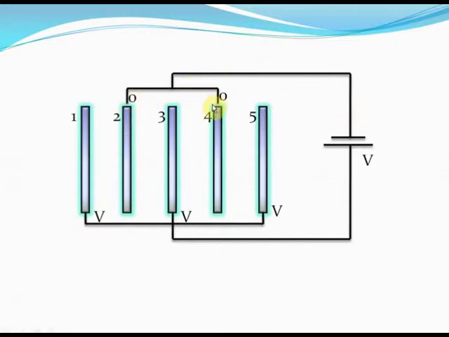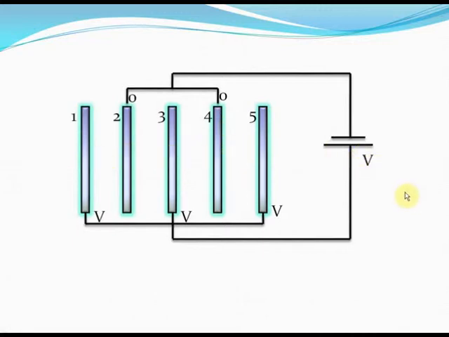Isn't it? So as you can see, plate number 1, 3 and 5 have a potential V, and plate number 2 and 4 have a potential 0 if you assume that the negative end of the battery has 0 potential. Now what this means is that plate 1 and plate 2 have a potential difference V. Plate 2 and plate 3 have a potential difference V. Plate 3 and 4 have a potential difference V. And plate 5 and plate 4 also have a potential difference V. Isn't it? Each of these plates has a potential difference V.